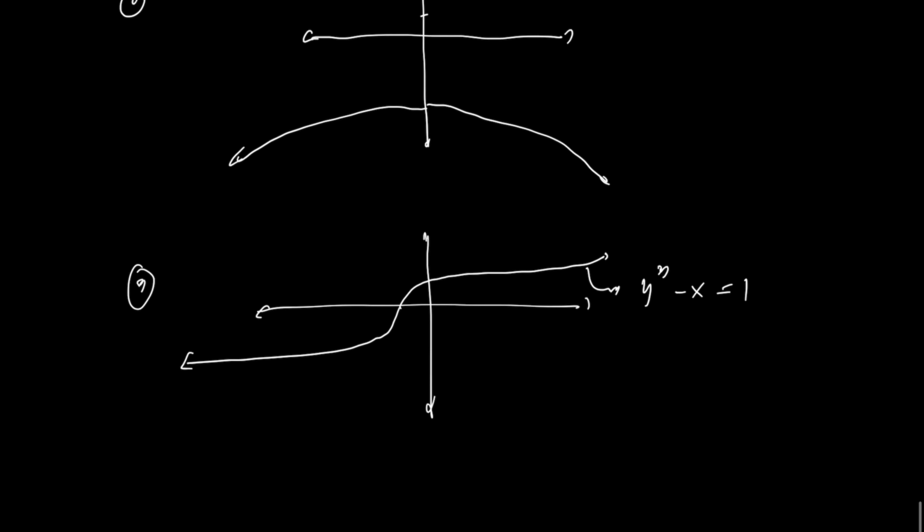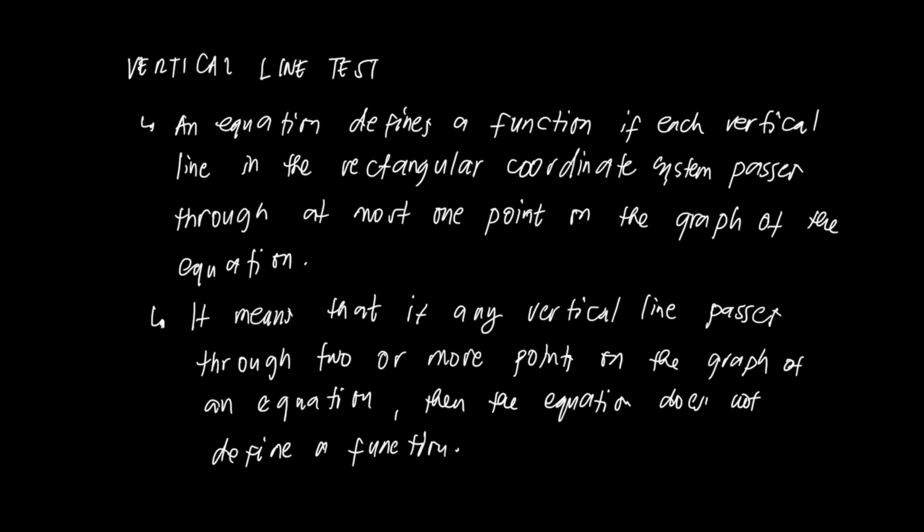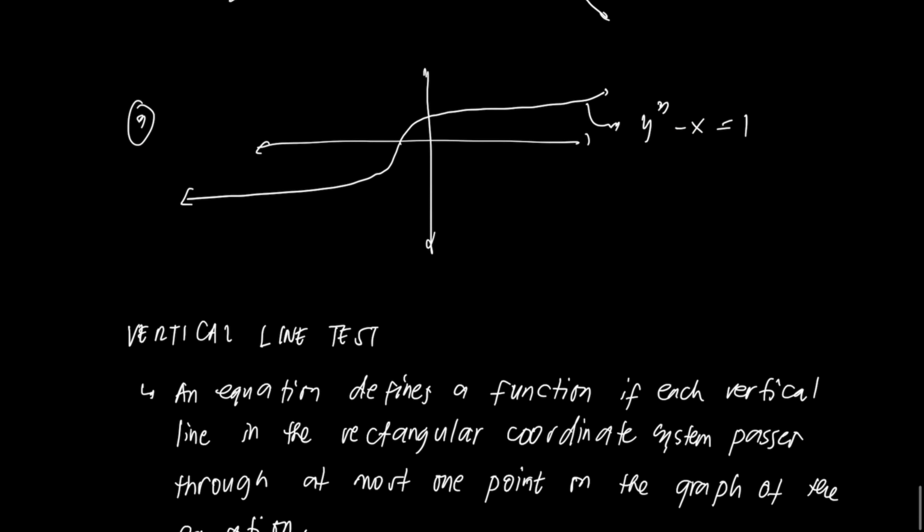Now, the best way of determining if a graph is a function or not is through the vertical line test. What is the vertical line test? An equation defines a function if each vertical line in the rectangular coordinate system passes through at most one point on the graph of the equation. So, if any vertical line passes through two or more points on the graph of an equation, then the equation does not define a function.